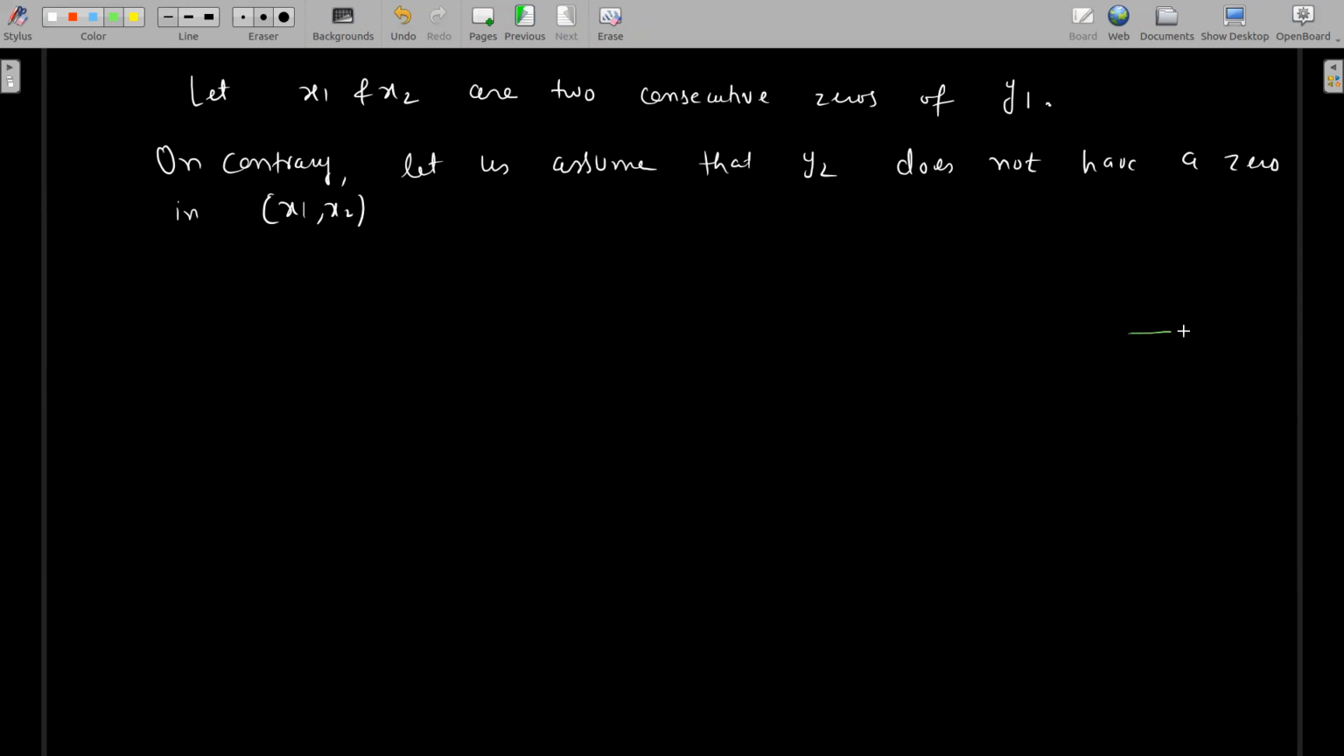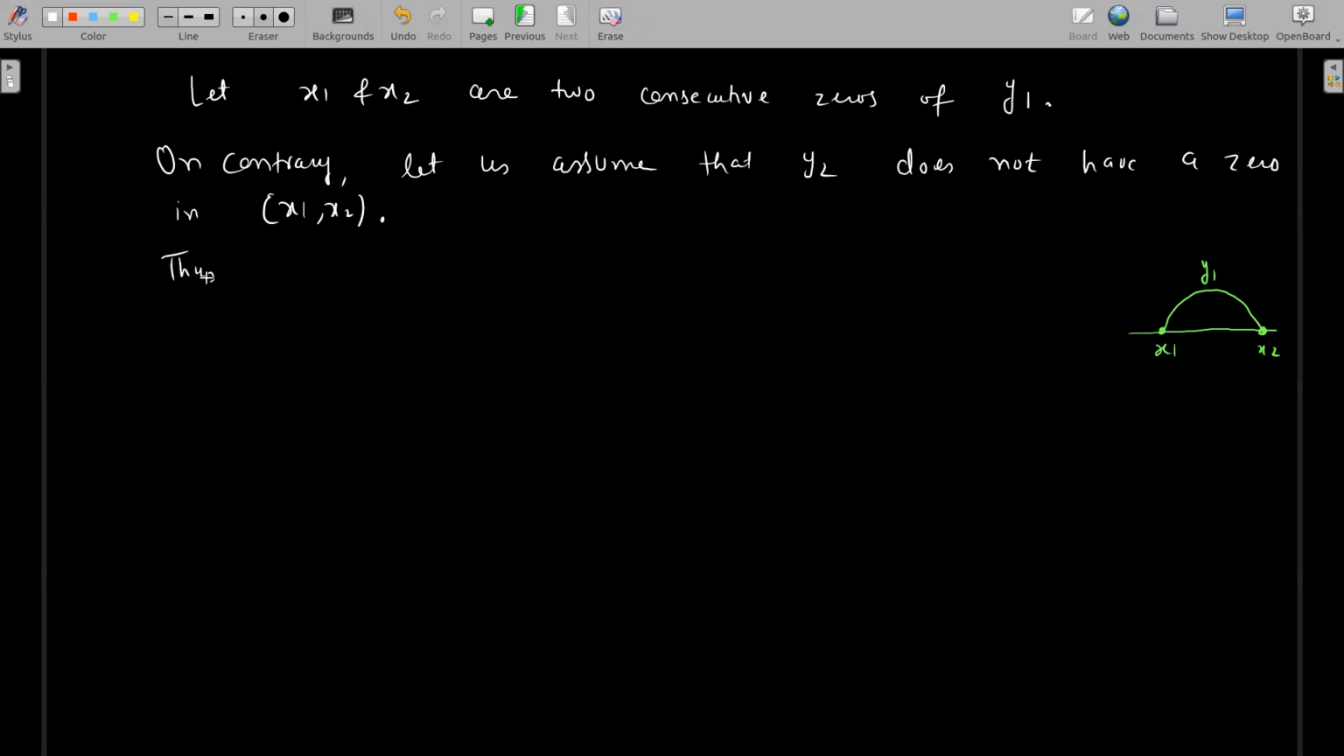So let us say we have this interval x1, x2, and these two points are roots of, so whatever your solution will be, let us say y1. So y1 vanishes at two points x1 and x2. Let us assume that y2 does not have a zero in x1, x2.